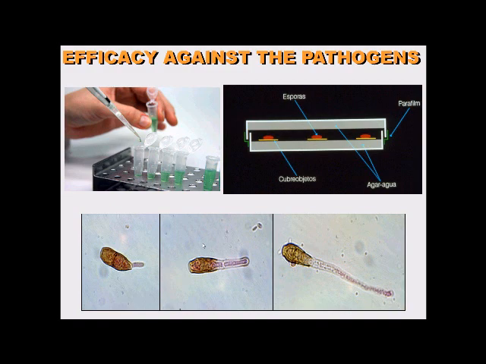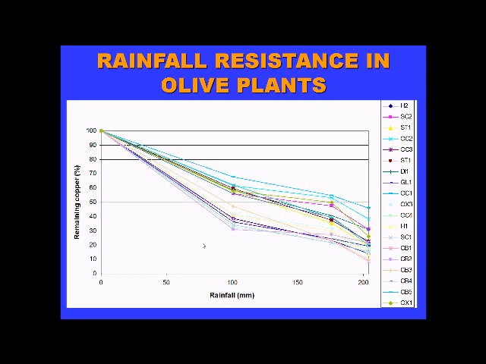Copper products act against the pathogens, inhibiting the germination of conidia, of spores. One of the characteristics which responds to the success of this kind of products is the rainfall resistance. In experiments carried out with this objective, it has been demonstrated that there are significant differences among products related to this characteristic, and these differences are related to the formulation of the products, not to the kind of copper salt.